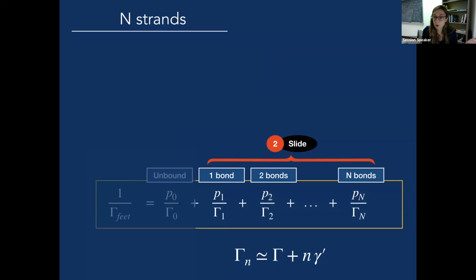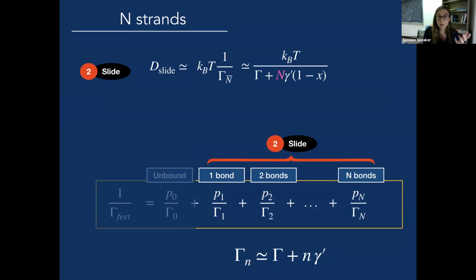And so I can write a diffusion coefficient for sliding that's typically KT P n bar over gamma n bar. P n bar is roughly equal to 1. And so that sums up to KT over gamma plus n, where n is the potential number of bonds, gamma prime 1 minus x, where x is my number smaller than 1. Okay, so that's the mathematical expressions.